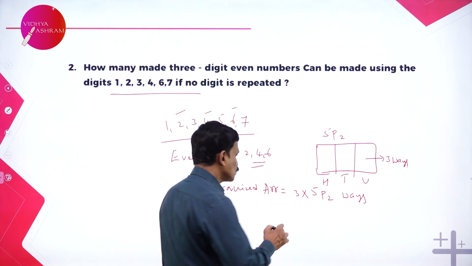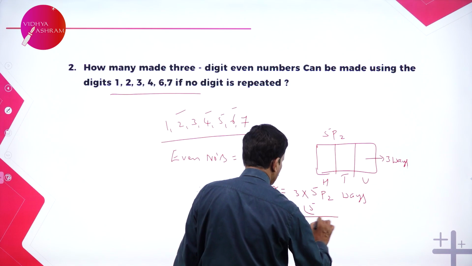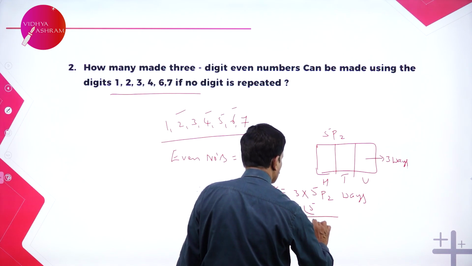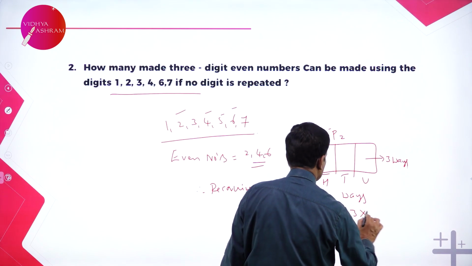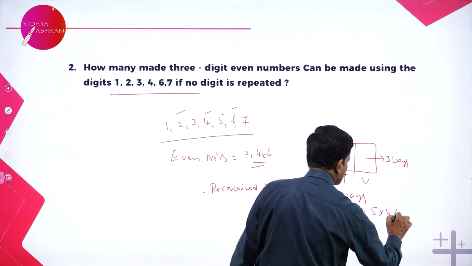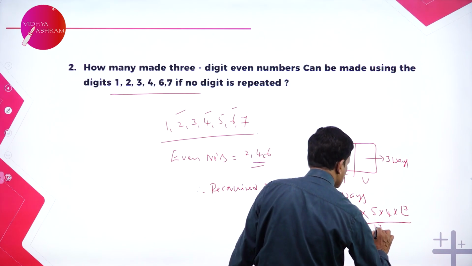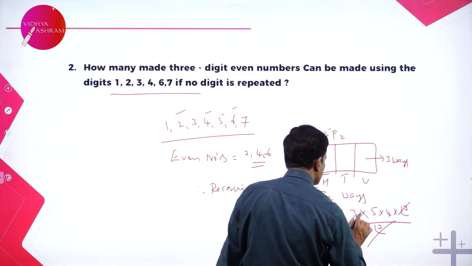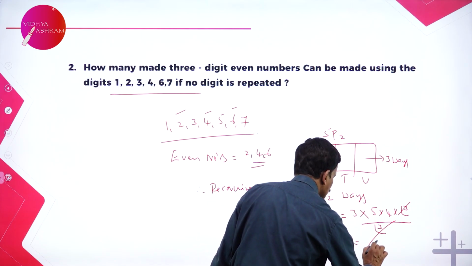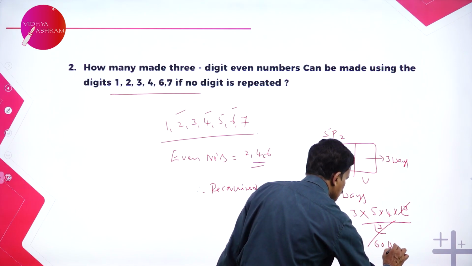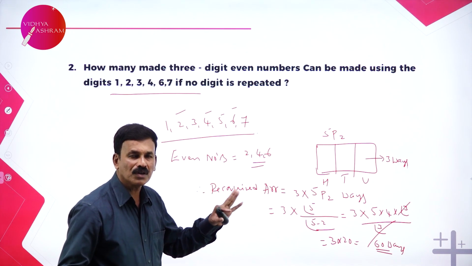Now what is this equal to? 3 into 5P2 means 5 factorial divided by (5 minus 2) factorial. So that is nothing but 3 into 5 into 4 into factorial 3 divided by (5 minus 2) factorial, which is factorial 3, so factorial 3 gets cancelled. 5 into 4 into 3, that is 3 into 20, which is equal to 60. So in 60 ways we can form 3-digit even numbers from 1, 2, 3, 4, 5 and 6.